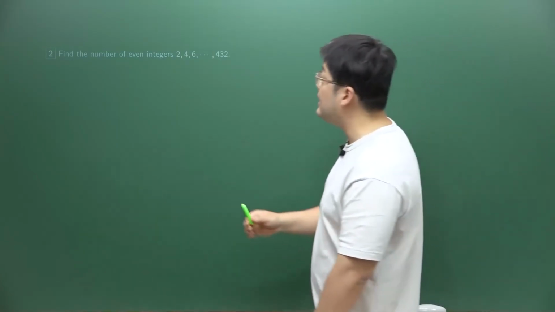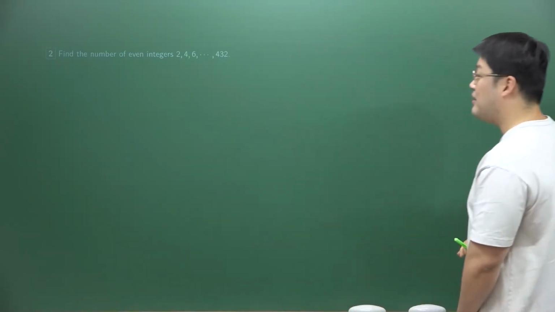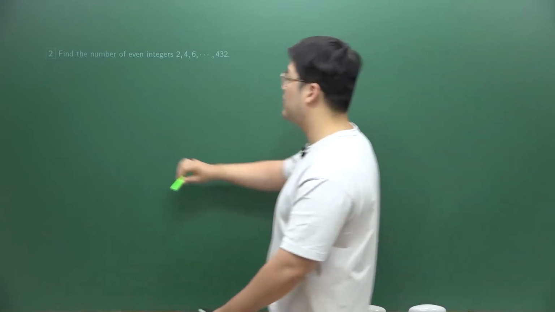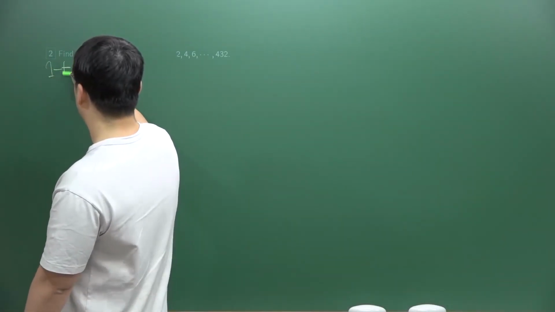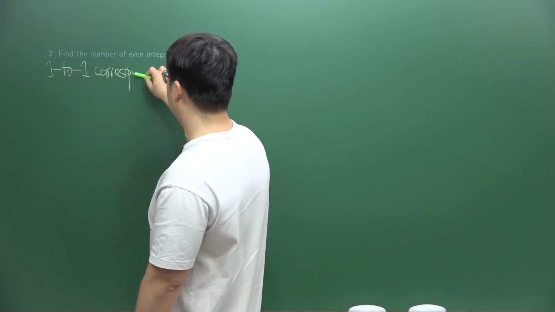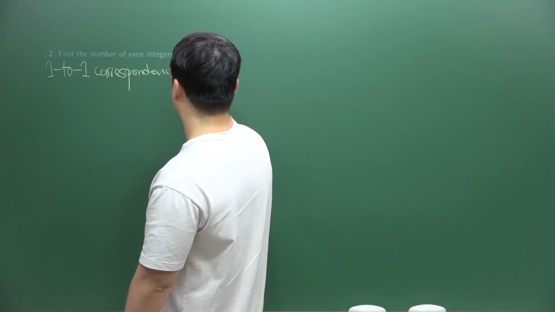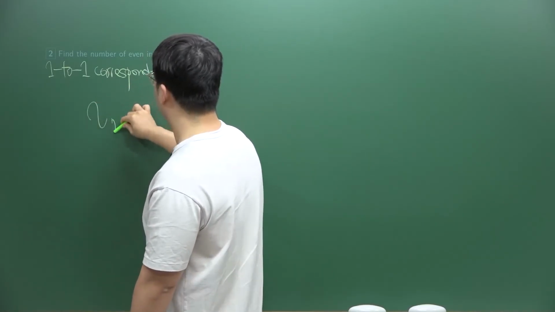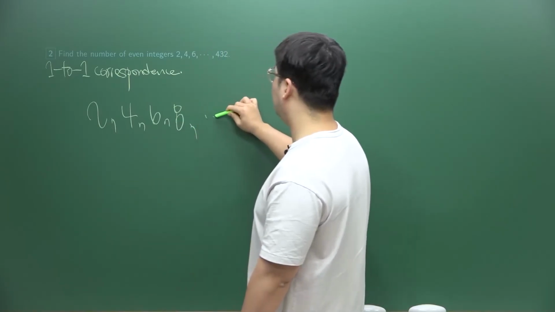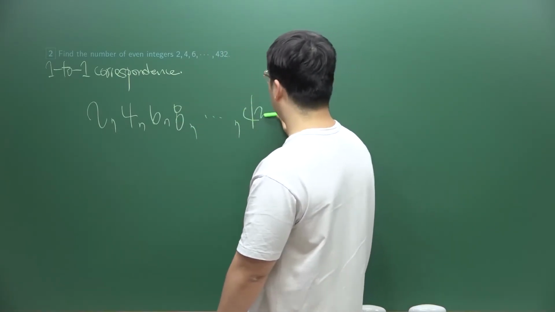Find the number of even integers. Got it. So we have even integers. We cannot use solution number 2. We need to use one-to-one correspondence. So how do we tackle this? 2, 4, 6, 8, ... all the way to 432.